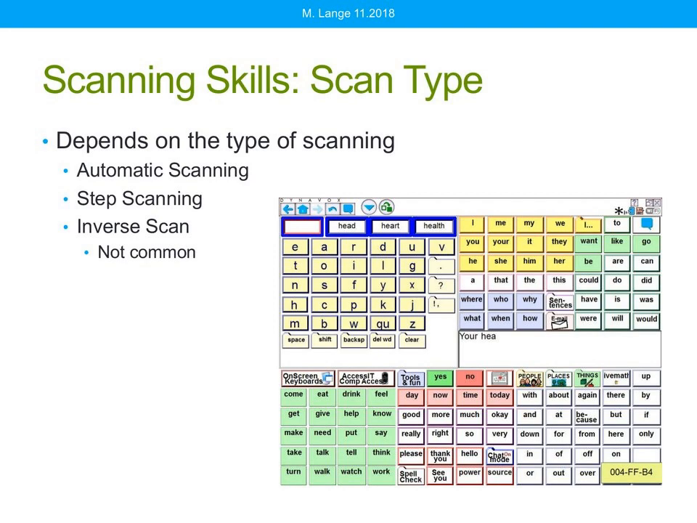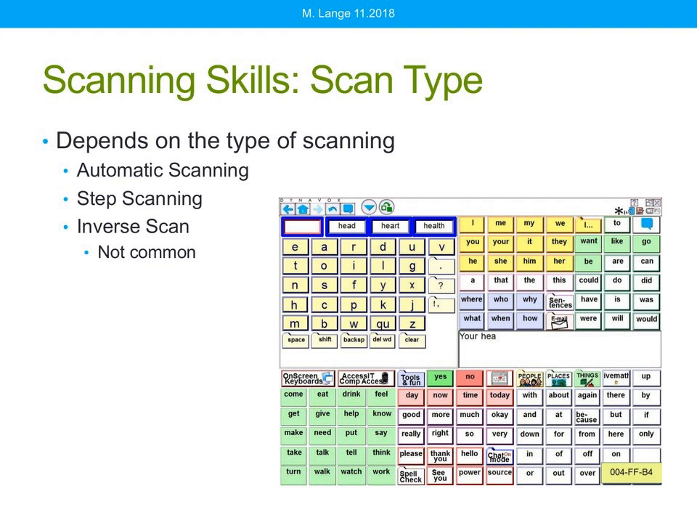So, scanning skills. The specific types of scanning skills that are required to use a device are going to depend on the type of scanning that we use. There are different scanning strategies available. It's going to be dependent on the technology that we're using, whether it's, say, a speech-generating device or a power wheelchair, and the specific device. So if we're looking at speech-generating devices, the scanning options between each of those devices can vary as well.